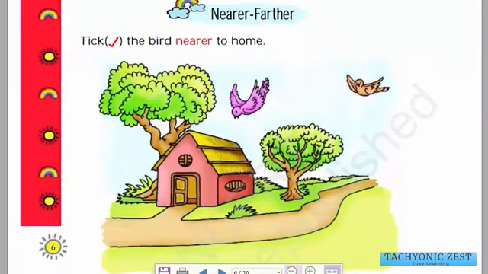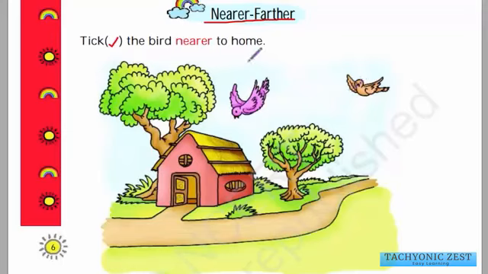We'll see the next topic. Nearer, farther. So tick the bird nearer to the home. In this question we are asked to tick the bird that is nearer to the home. Now when do we say that something is nearer, and when do we say that something is farther? We say that an object is nearer with respect to another object when it is very close to that object, and we say that some object, for example this object, is farther from this home when it is a little far from that object, meaning it will look far.